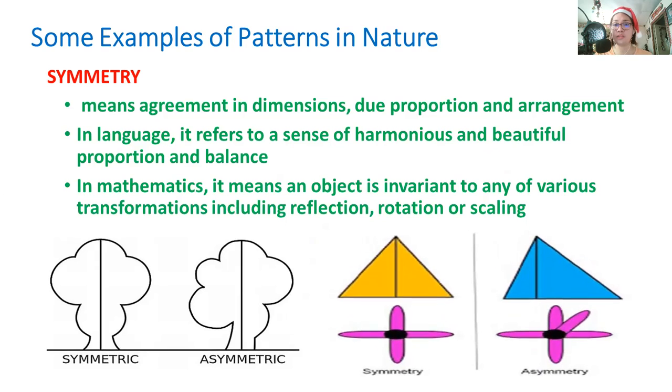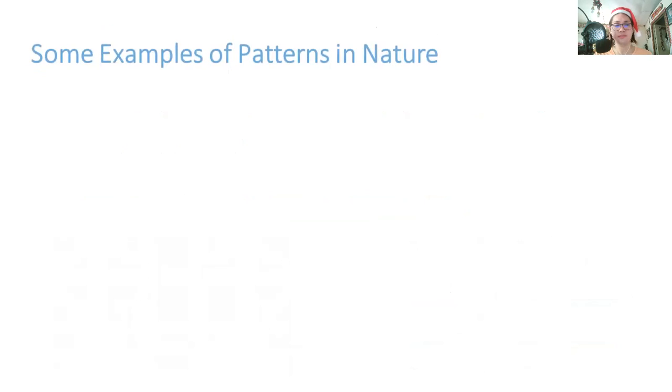Another illustration to show symmetry or symmetric objects. You can see the triangle and also the one below the triangle. These represent symmetric, and the right side represents asymmetry or asymmetric. So I hope you will be able to grasp the concept of symmetric and asymmetric.